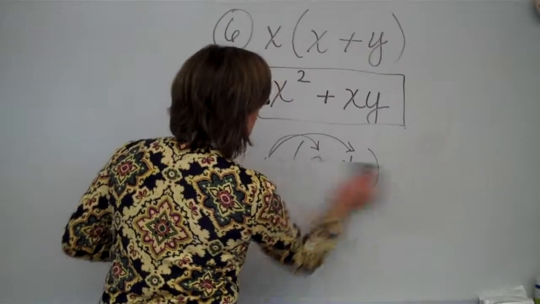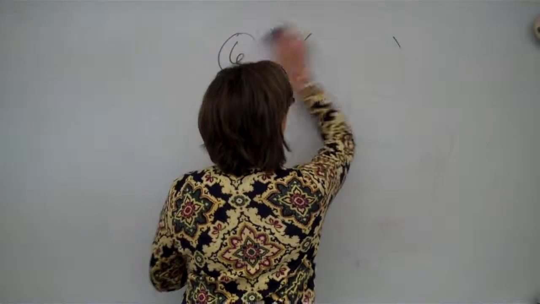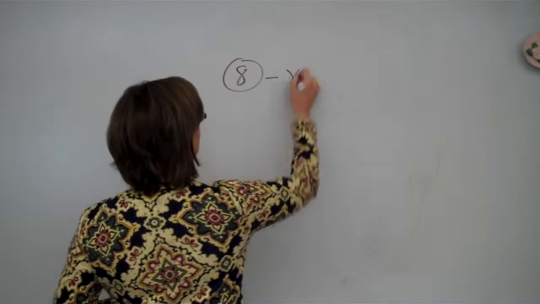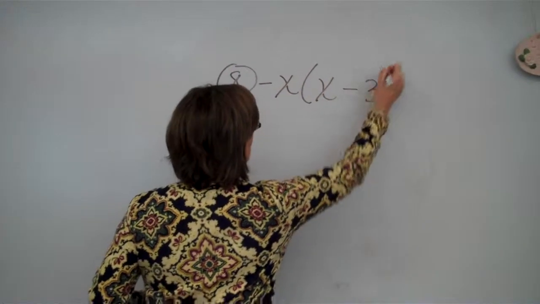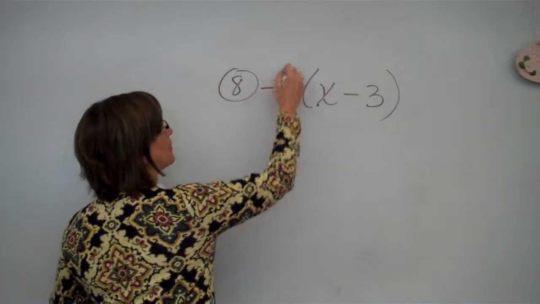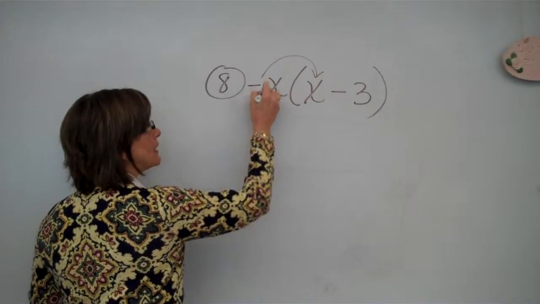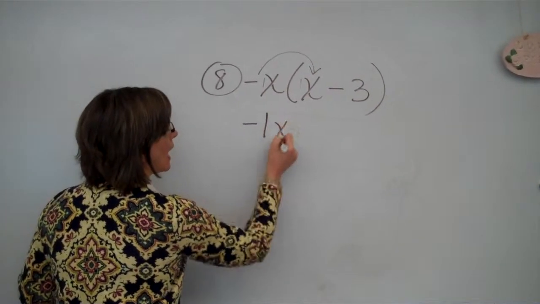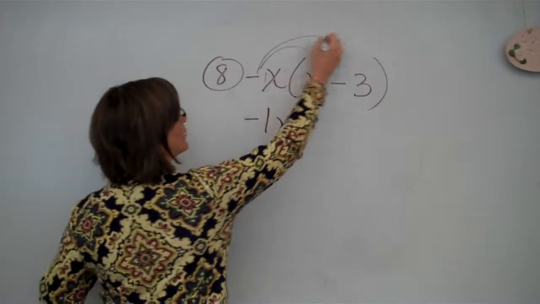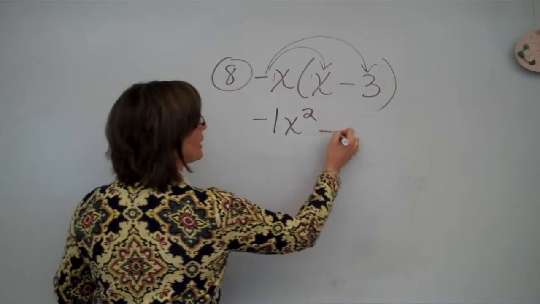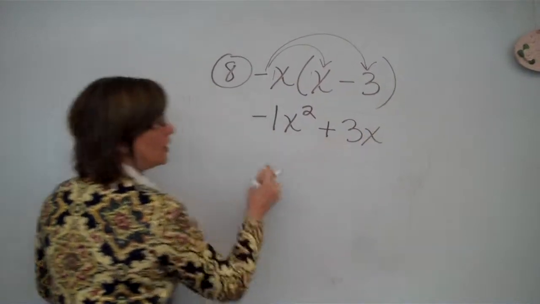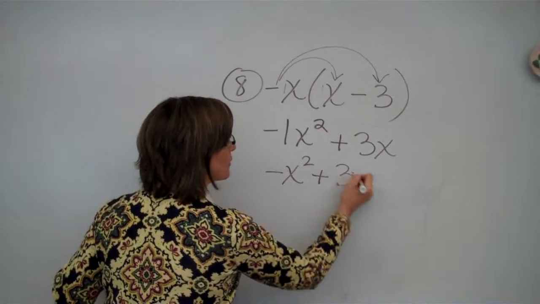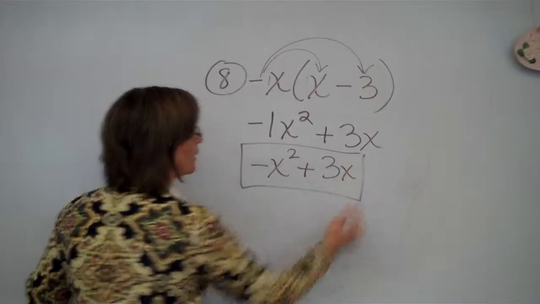And we just have one or two more. Negative x times x minus 3. So we do negative x times x. Remember, this is a negative 1. This would be a positive 1. So it would be negative 1x squared. Then negative 1x times negative 3 is plus 3x. You don't need to show that negative 1. You can just say negative x squared plus 3x. And you're good to go.